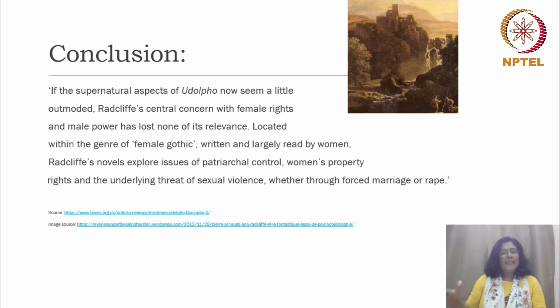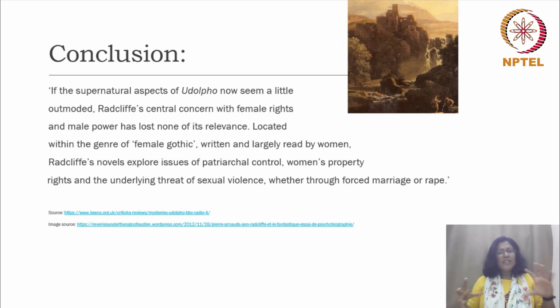which is about female rights, the assertion of the individual will, especially Emily St. Aubert's fight against the oppression of Count Montoni, who symbolizes male power. These concerns have lost none of their relevance or potency. Located within the genre of female Gothic, written and read largely by women, Radcliffe's novels explore issues of patriarchal control, women's property rights, and the underlying threat of sexual violence, whether through forced marriage or rape.